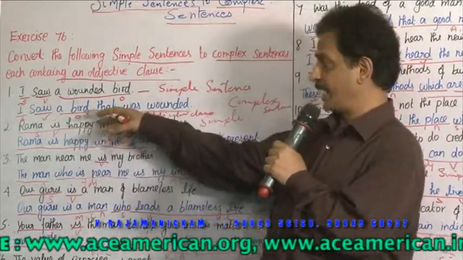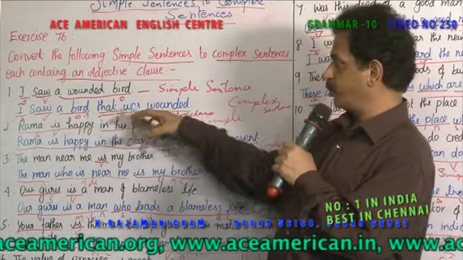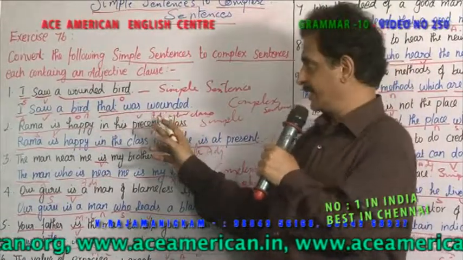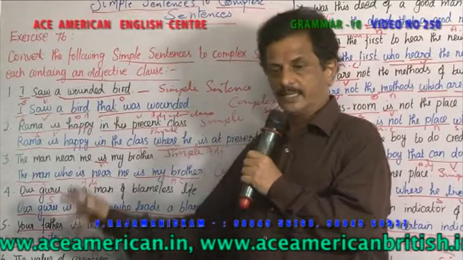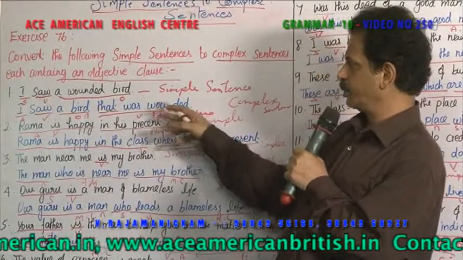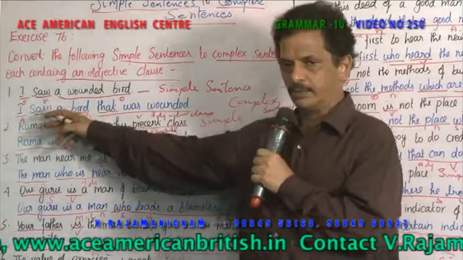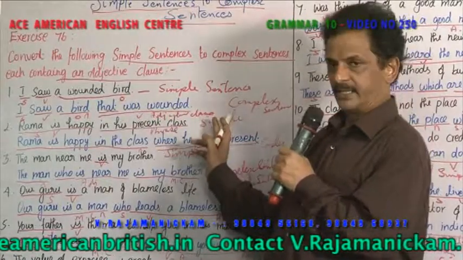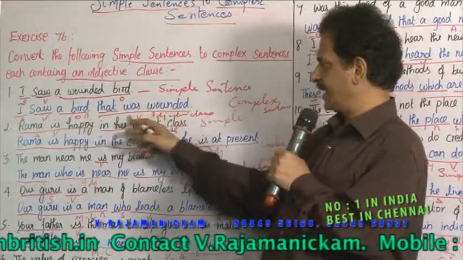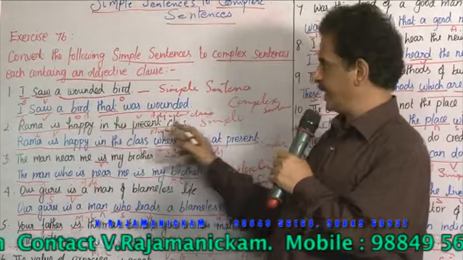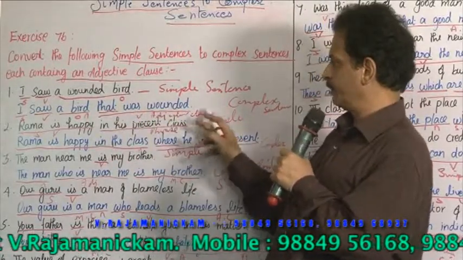அந்த பறவையை பற்றி ஒரு வாக்கியமாக விவரிக்க வேண்டும். That was wounded, அது காயம்பட்டு இருந்தது. இந்த that எதை குறிக்கிறது? இந்த bird-ஐ குறிக்கிறது. Was wounded, ரெண்டு வினைச்சொல் வந்துருச்சு. Saw ஒரு வினைச்சொல், was wounded ரெண்டு வினைச்சொல் வருகிறது. இந்த bird-ஐ பற்றி விவரிக்கிற காரணத்தினாலே ஒரு வாக்கியமாக இது பெயருரிச்சொல் வாக்கியம் என்று சொல்கிறோம்.